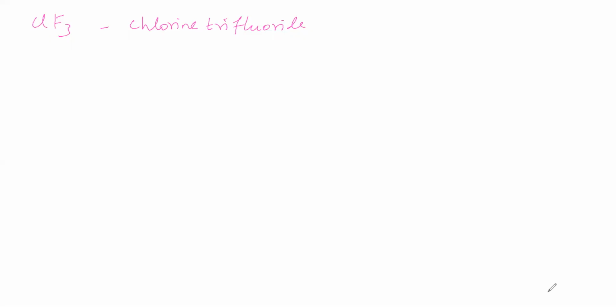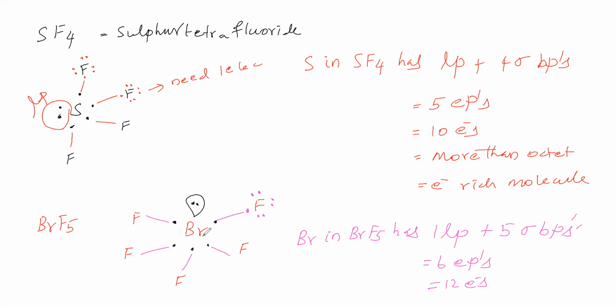Before, we discussed BrF5. This BrF5 shape is a square pyramid. SF4 is a seesaw shape. In playgrounds there is a seesaw for playing. Like this, the shape is a seesaw shape. Okay.